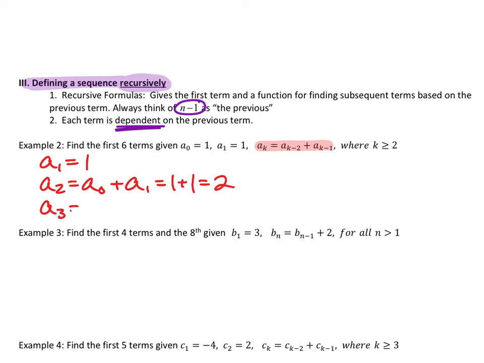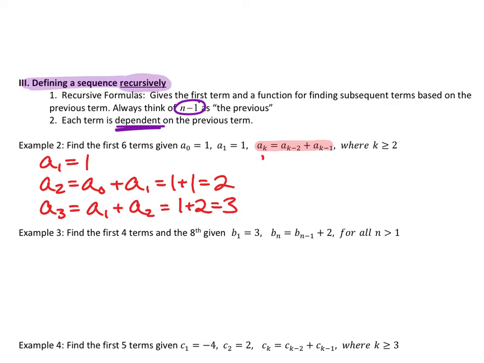If I was going to find a sub 3, again, because the index is now bigger than 2, I'm going to have to use the formula part. A sub 3 minus 2, that's a sub 1. A sub 3 minus 1, just the previous, is 2, which means I'm going to be adding 1 plus 2. That's 3.